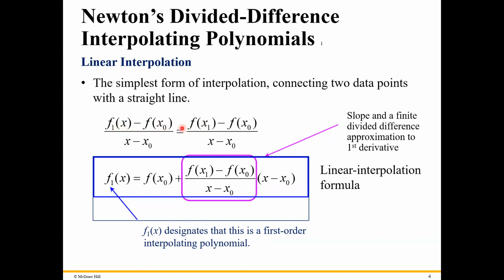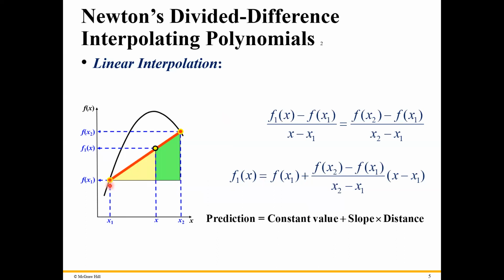Given the values of f of x naught and f of x one, that means if we are given 2 points, x naught and x one, you can find an unknown point, the value of the function at f of x. This is the slope at one point, and this is the slope at the other point along this line. We can see this with the help of this figure as well. Here we are showing it with x1 and x2, instead of x0 and x1 as in the formulation shown previously.